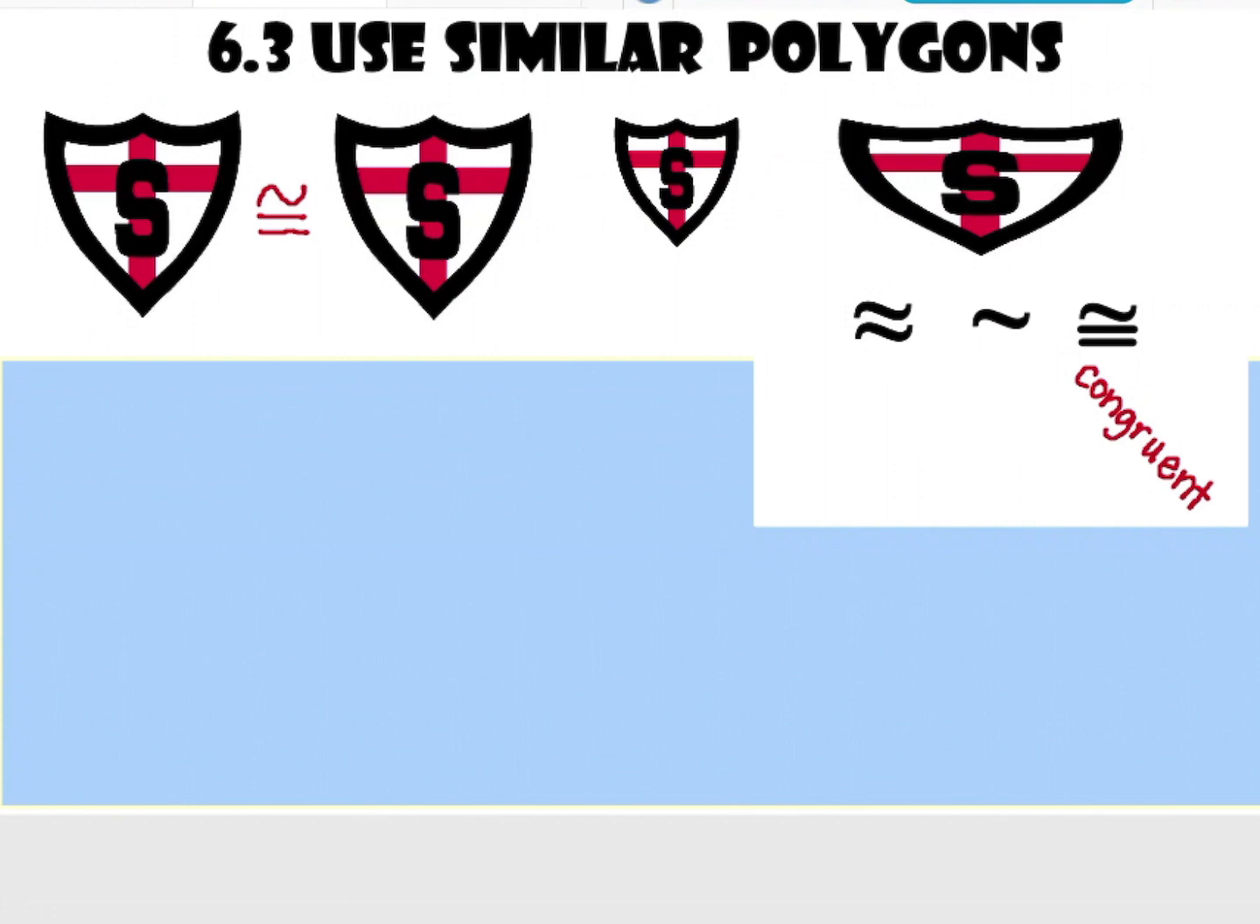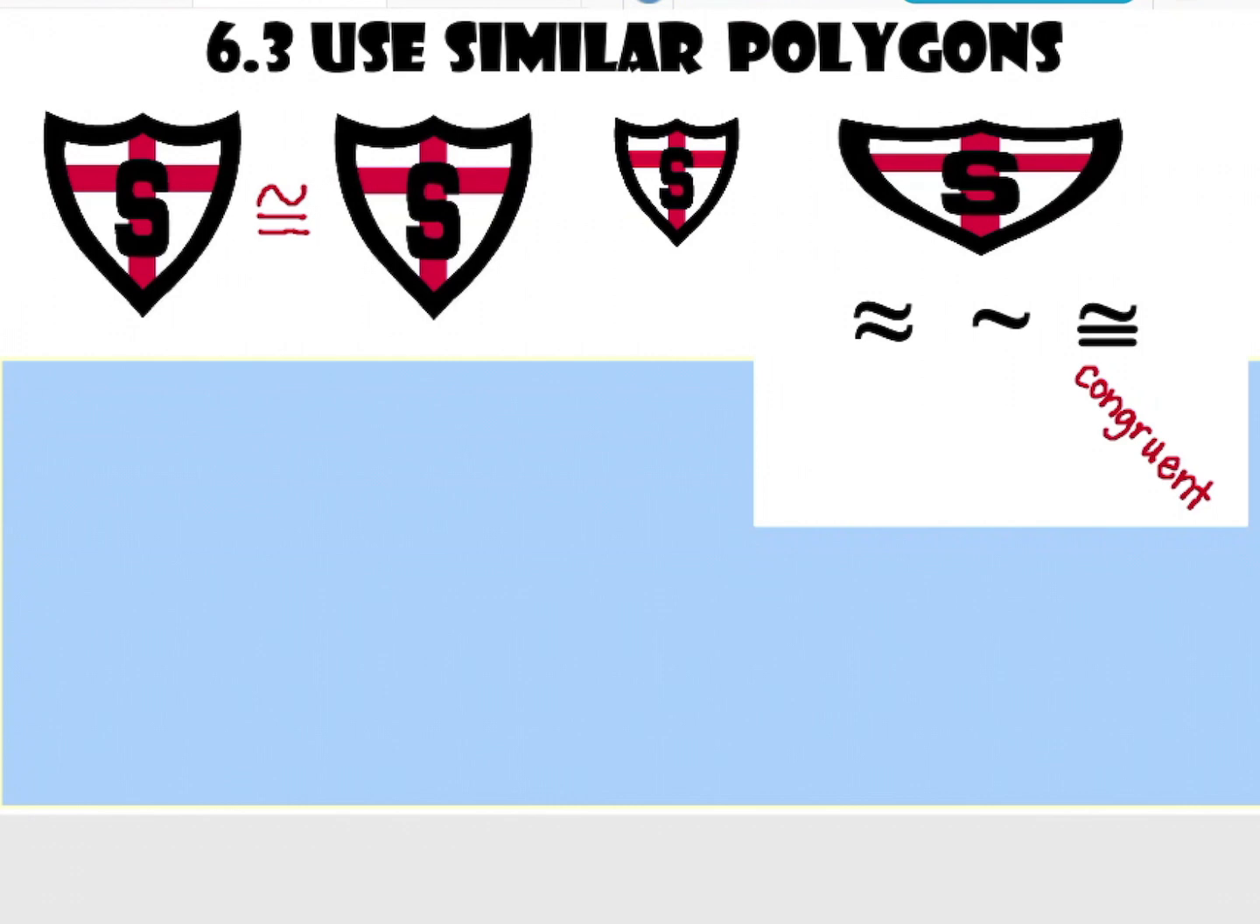But today is similar polygons, so there's actually a definition for similar. But you already have a good idea about what similar means just by looks. Which of those other two Shanley shields looks right to you? I would say that small one, right? Because it's resized correctly. This one's kind of all squishy, right? So we would say that last one is not similar to the other ones. But we would say that these two are similar. They're not the same size, but they are the same shape.